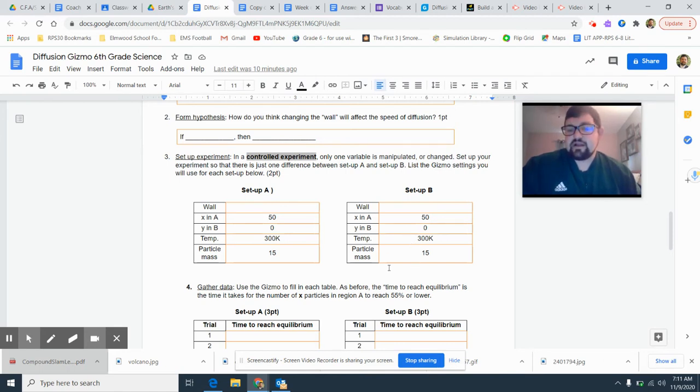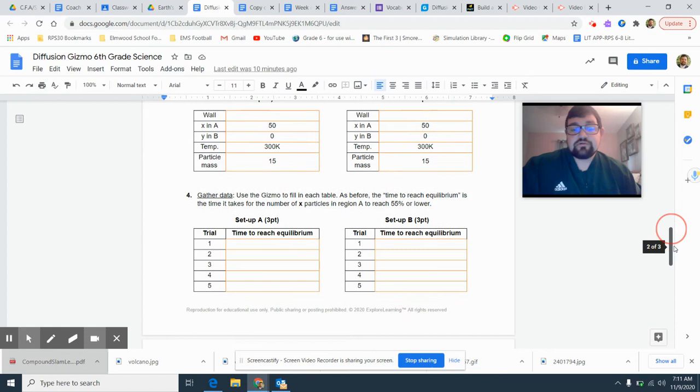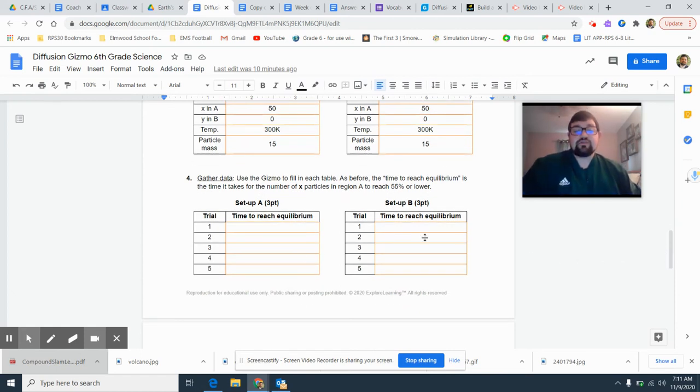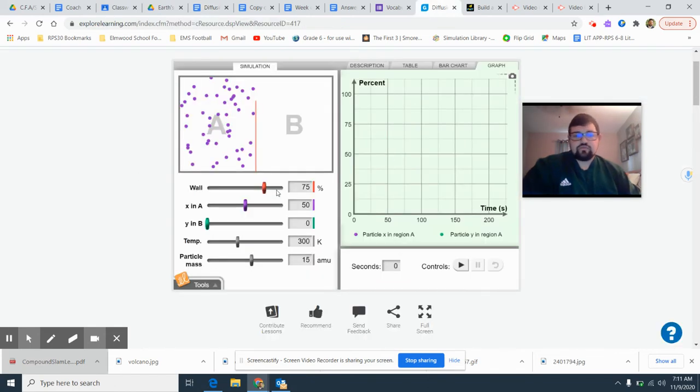And then you could find out how diffusion is affected by distance here. Number four, you're going to gather data, and so you're going to time how long it takes to reach equilibrium. So let me show you how we're going to do this.